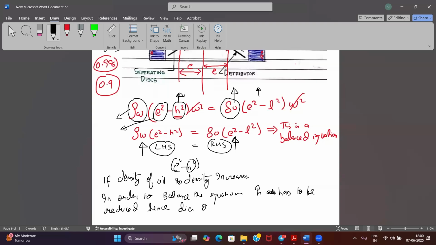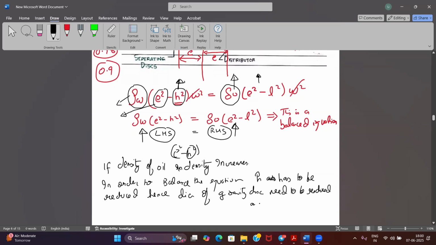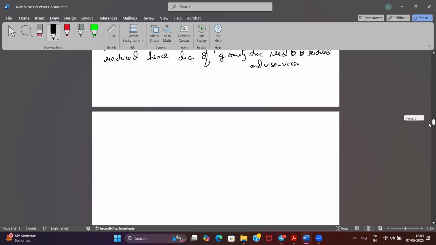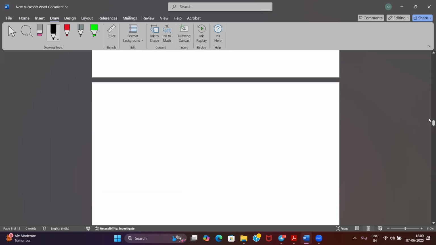Hence, the diameter of the gravity disk needs to be reduced, and vice versa. According to the oil, we will see later on how we are selecting the gravity disk. There is a nomogram method, which you should all follow. We will see that in later classes. So, is it clear this much?